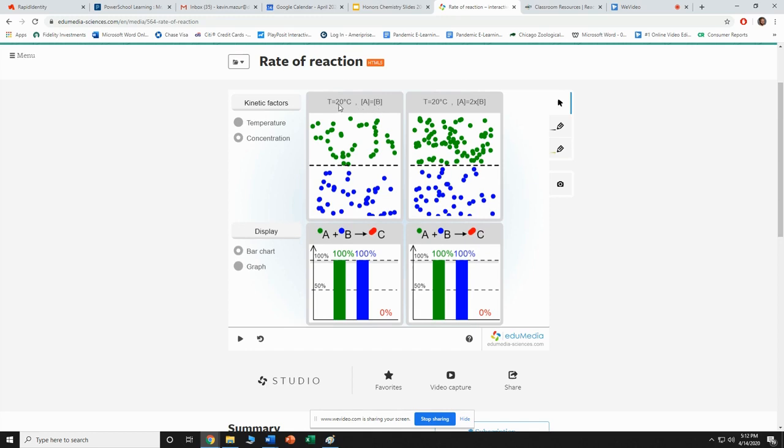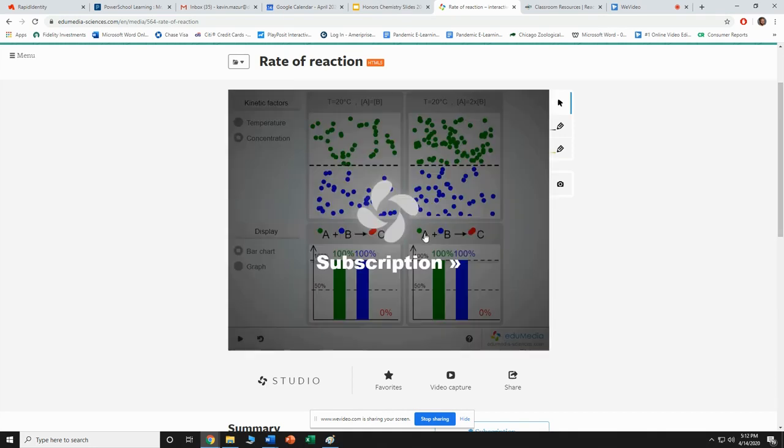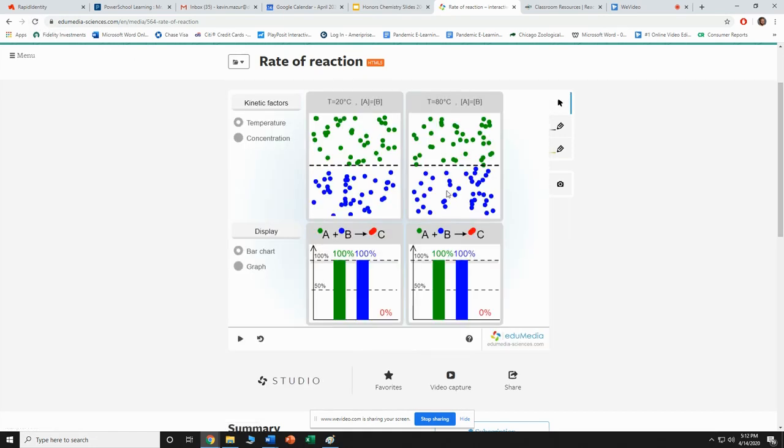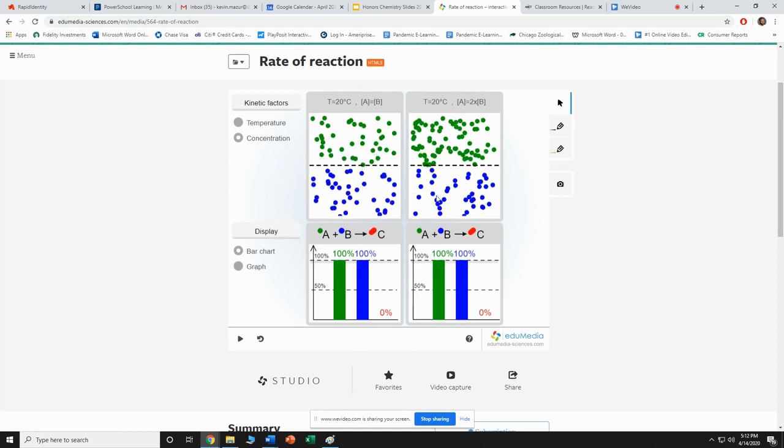And unlike last time, the temperature is the same on both sides. So it's both 20 degrees, both just normal room temperature water. But this is saying, hey, my concentration of A is equal to 2 times my concentration of B. And that's what you're seeing here. The green particles, there's a lot more of them on this side than there are over here. So I increased my concentration of A.